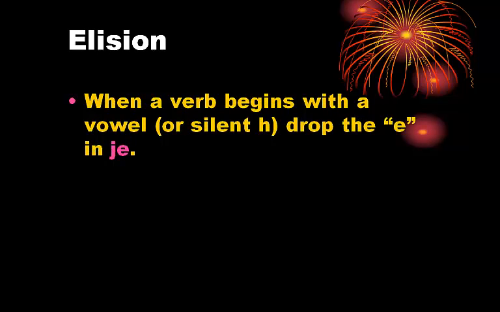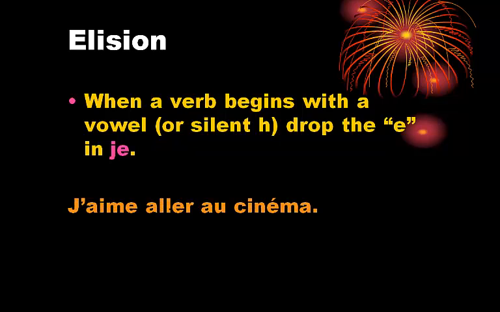Now the opposite of liaison is elision. And elision, we've seen this before with the verb avoir, is when you drop the E in je when a vowel sound follows it. Because we can't have the E in je and a vowel together because it sounds too choppy, we drop the E, replace it with an apostrophe, and kind of link the word je with the next word. We've seen this before in the expression j'aime or the expression j'adore, but j'aime aller au cinéma is an example of how you drop the E in the word je when a vowel follows it.